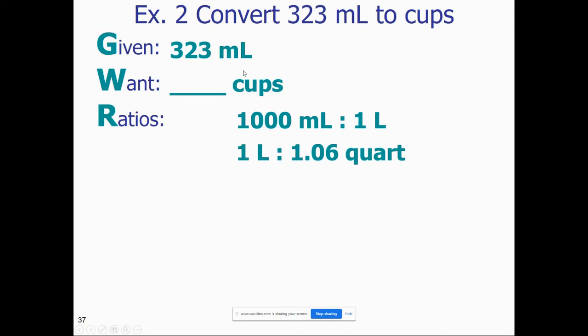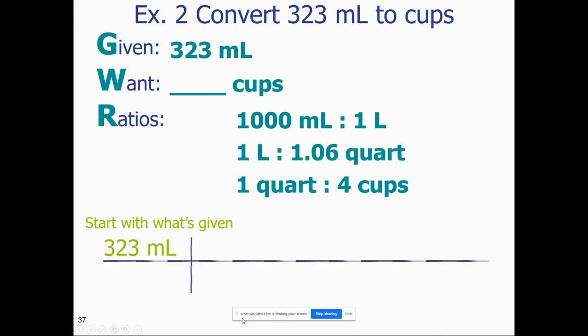Remember, we're trying to go to cups. Right now, we don't have any cups, but we know a liter into quarts. And then we also know that 1 quart is 4 cups. There we go. There we've got our cups, and we've got milliliters, and then we have a bunch of go-betweens. So let's start the problem. Write what's given, put it over 1. We have milliliters. We want to get rid of milliliters. We only have one ratio that has milliliters in it, and it's this one. So that's the one we're going to have to use.